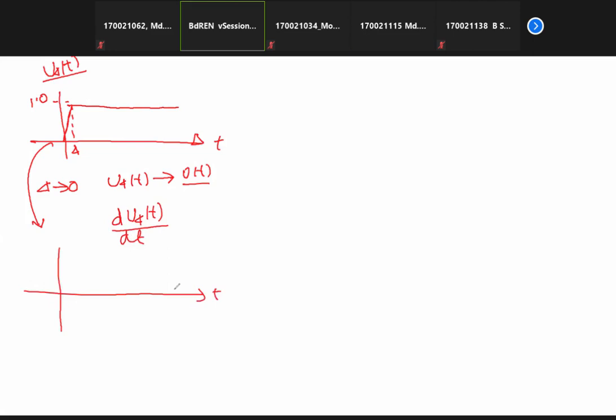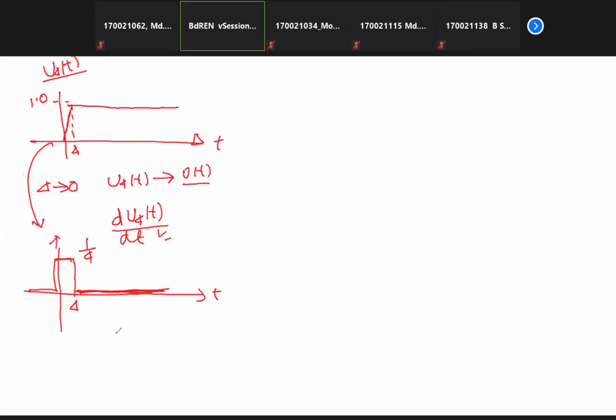There will be a constant value from 0 to delta. Okay, what is the value of that constant? It will be equal to 1 by delta. This is actually the slope of your curve, isn't it? Then it will be equal to 0 elsewhere. Your curve will be something like this, okay? Now you see that this is the derivative of this function.